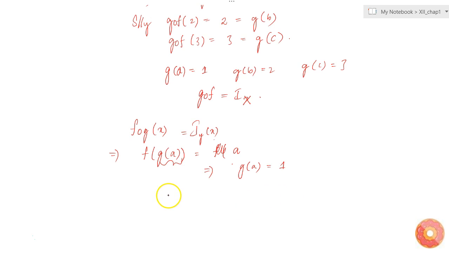Similarly, we get g(b) is equal to 2, g(c) is equal to 3. So the same g function as we got in the I_X case, we need to define the same g function so that we can get I_Y too. So this is a g function.